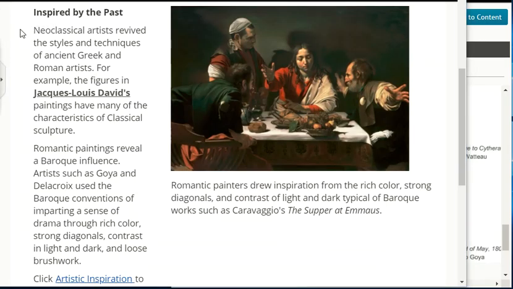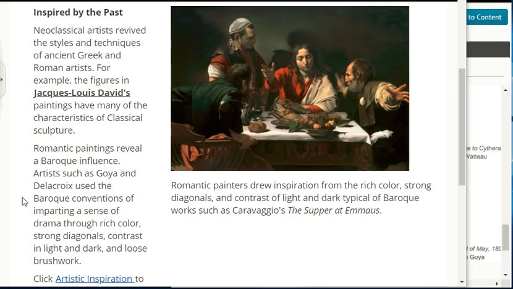Inspired by the past, neoclassical artists revived the styles and techniques of ancient Greek and Roman artists. For example, the figures in Jacques-Louis David's paintings have many of the characteristics of classical sculpture. Romantic paintings reveal a Baroque influence.